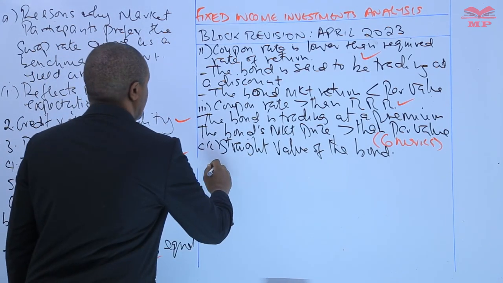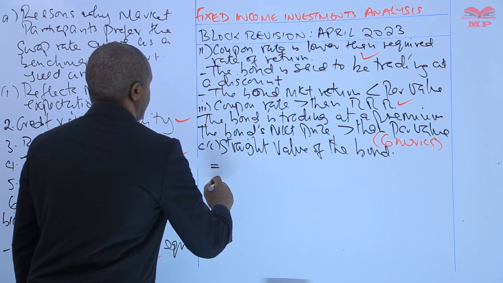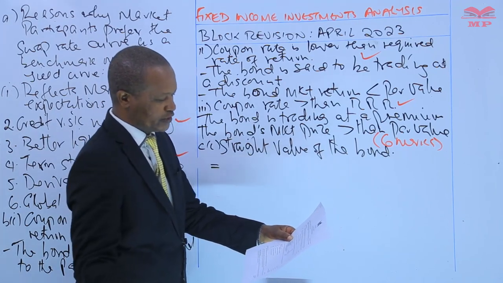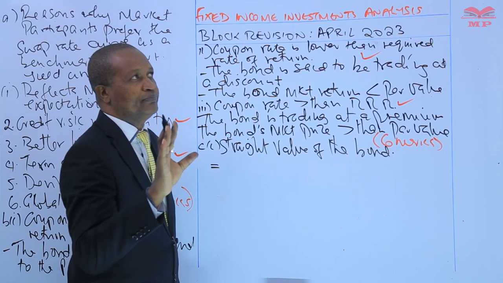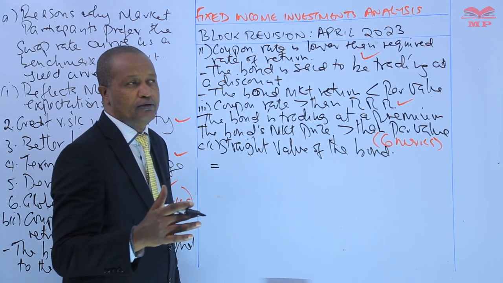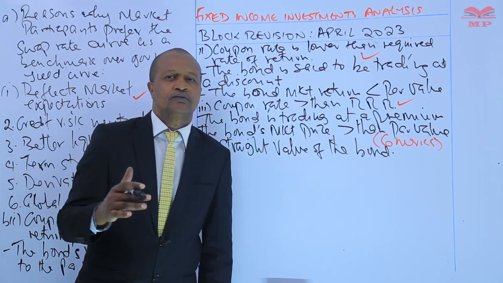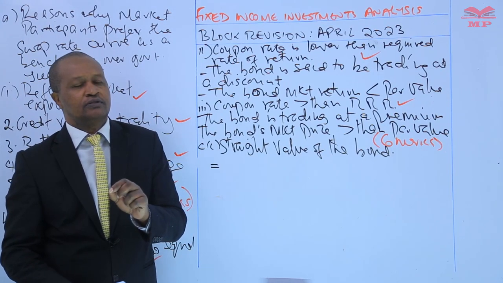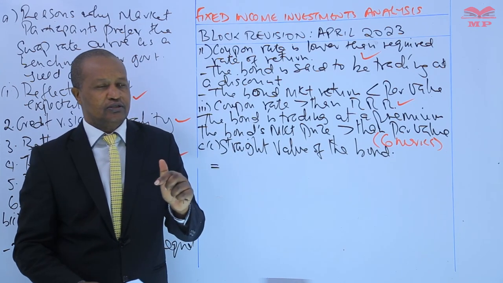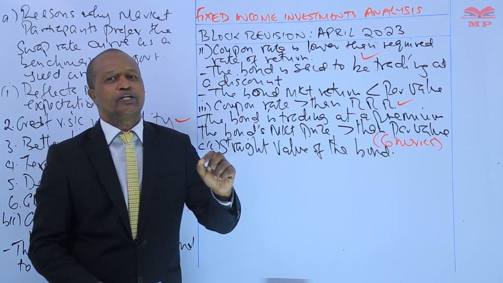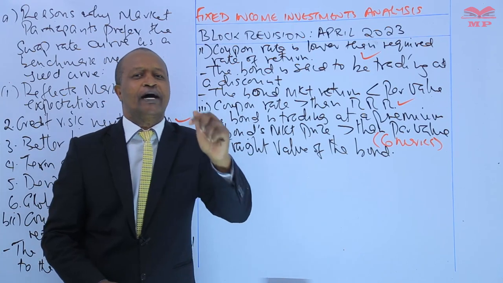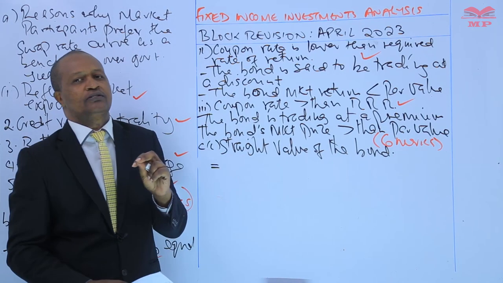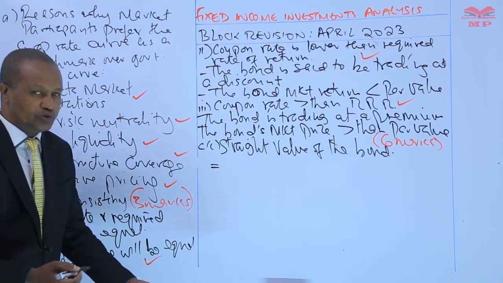The value of the bond will be equal to the sum of two things: the present value of the coupon payments and the principal repayment. It is the present value of all the expected cash flows from the bond. That is the coupon payments, which is the interest, which is an annuity, and the principal repayment, which is a lump sum payment, and that is the par value of the bond. So we are going to discount the two, the interest and the par value of the bond.